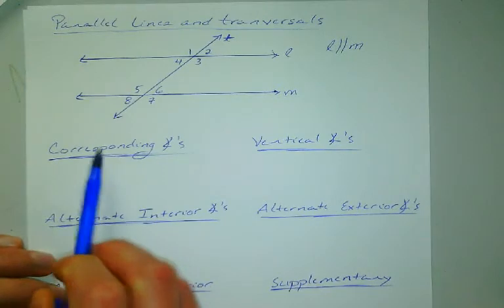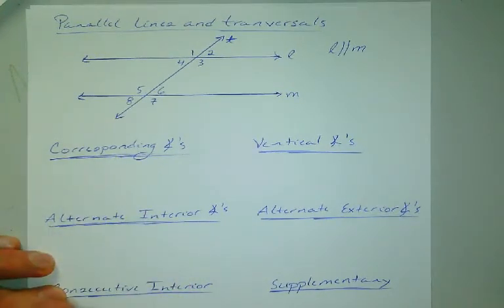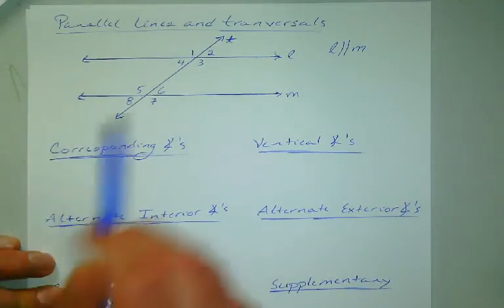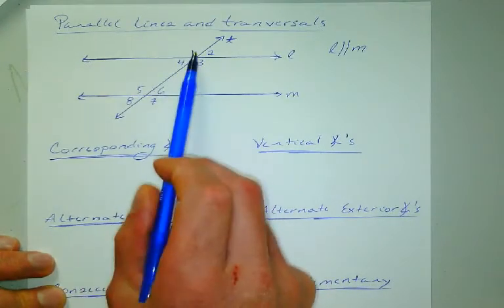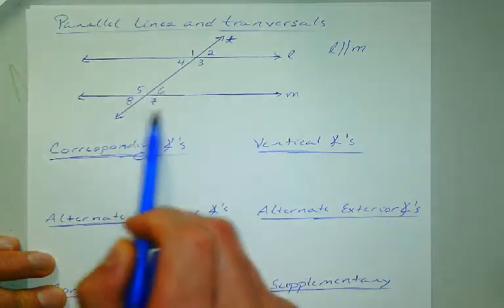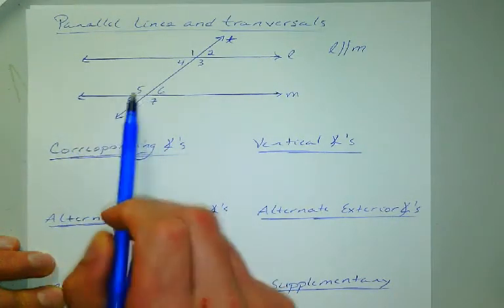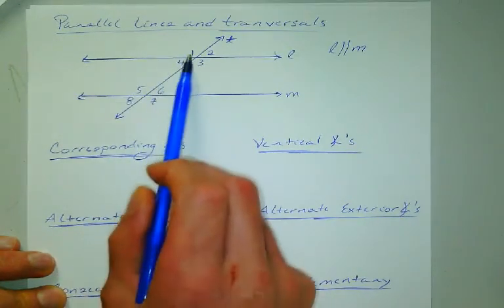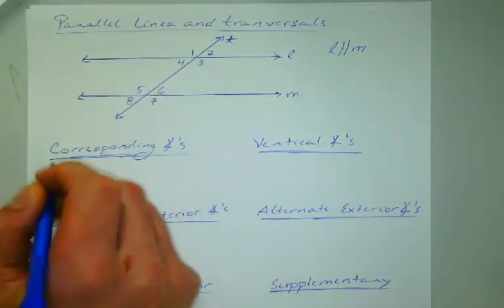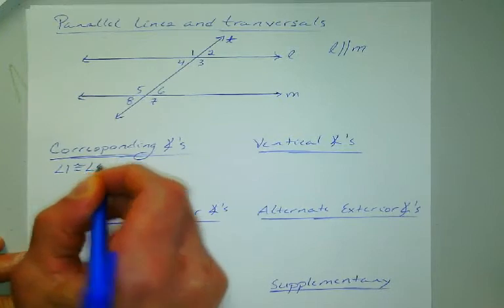First relationship is corresponding angles. Corresponding angles are angles that are in the same relative position and are congruent. So for instance, angle 1 in this group of 4 angles up here, angle 1 is in the upper left. Well, if we look at the group down here, angle 5 is also in the upper left. So they are congruent, and they should look the same. They're both obtuse angles. All right, so angle 1 and angle 5 are corresponding angles.